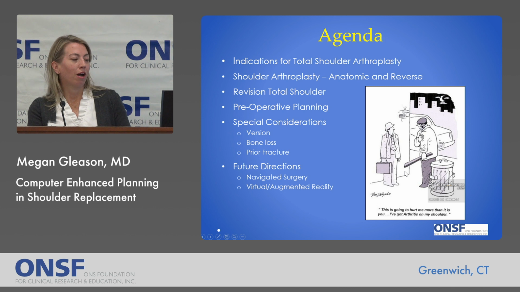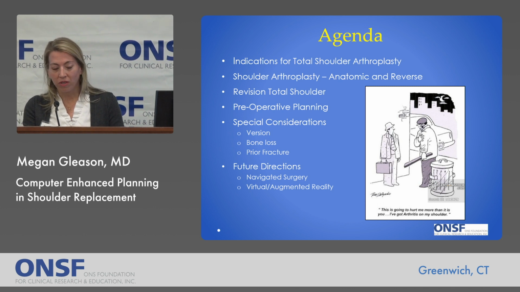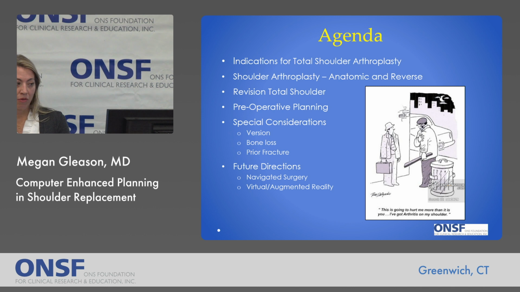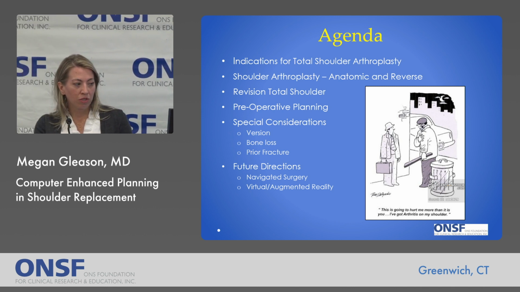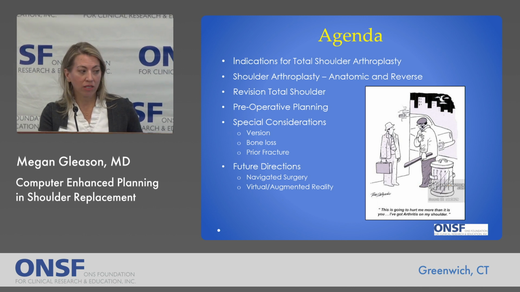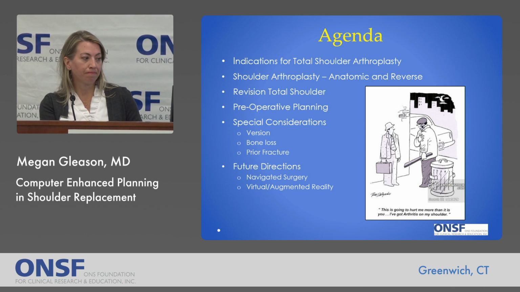There we go. All right, so first we're going to go through some indications for total shoulder arthroplasty, the types of arthroplasty we do, which are referred to as anatomic and reverse. Also talk a little bit about revision and what situations we may need to revise a replaced shoulder. I'm going to really focus a little bit on the preoperative planning part of this, because this is something that we're seeing a lot of changes of in recent years, and how this is improving our outcomes within shoulder replacement. And also some special considerations that we have to address to try to optimize our outcomes.